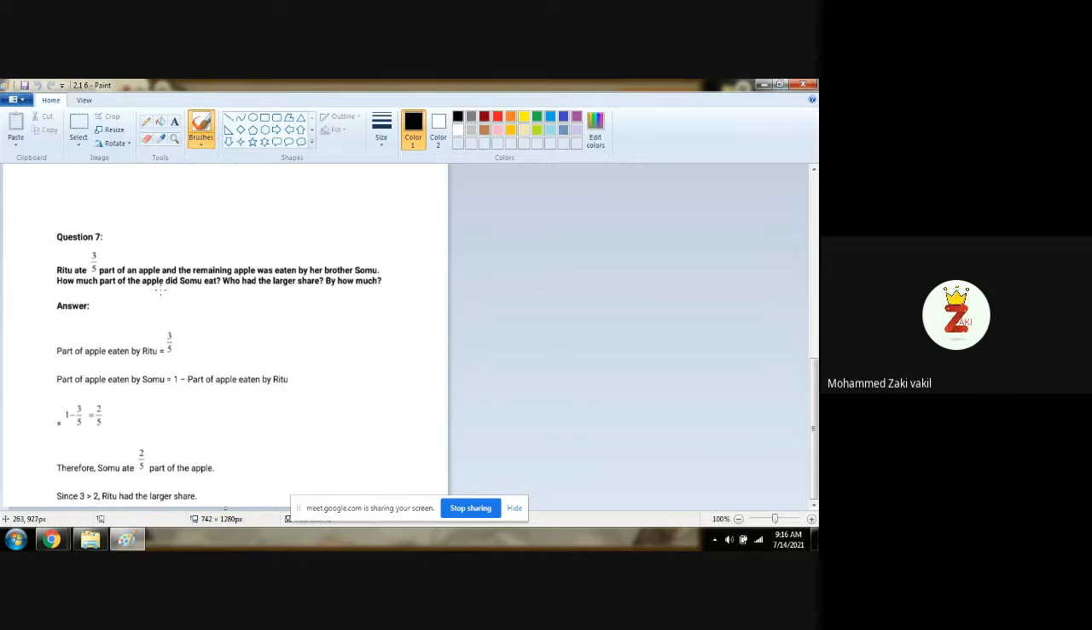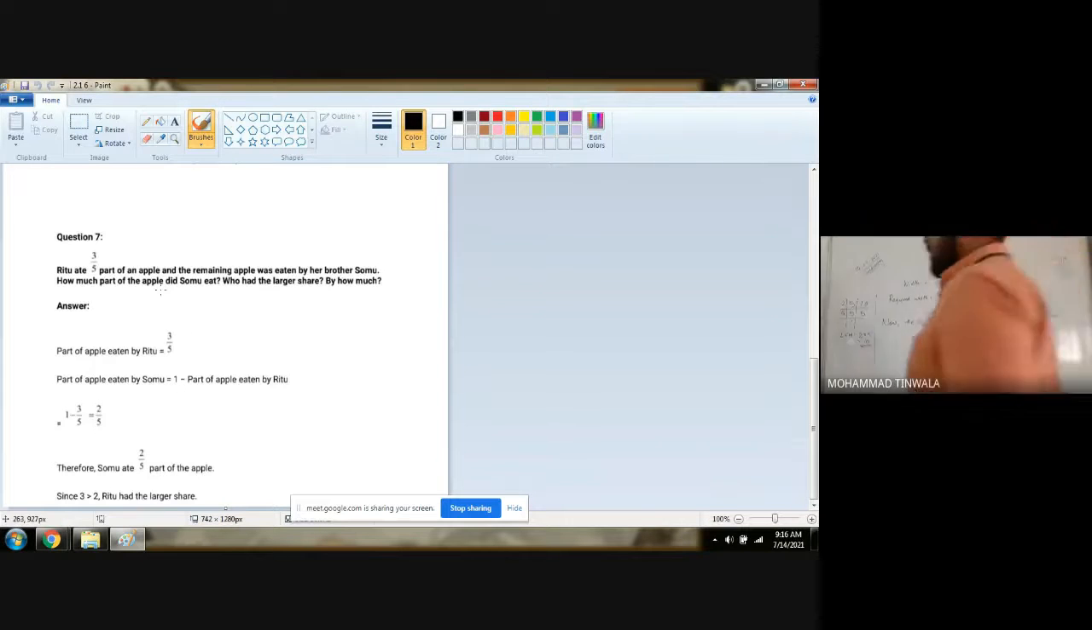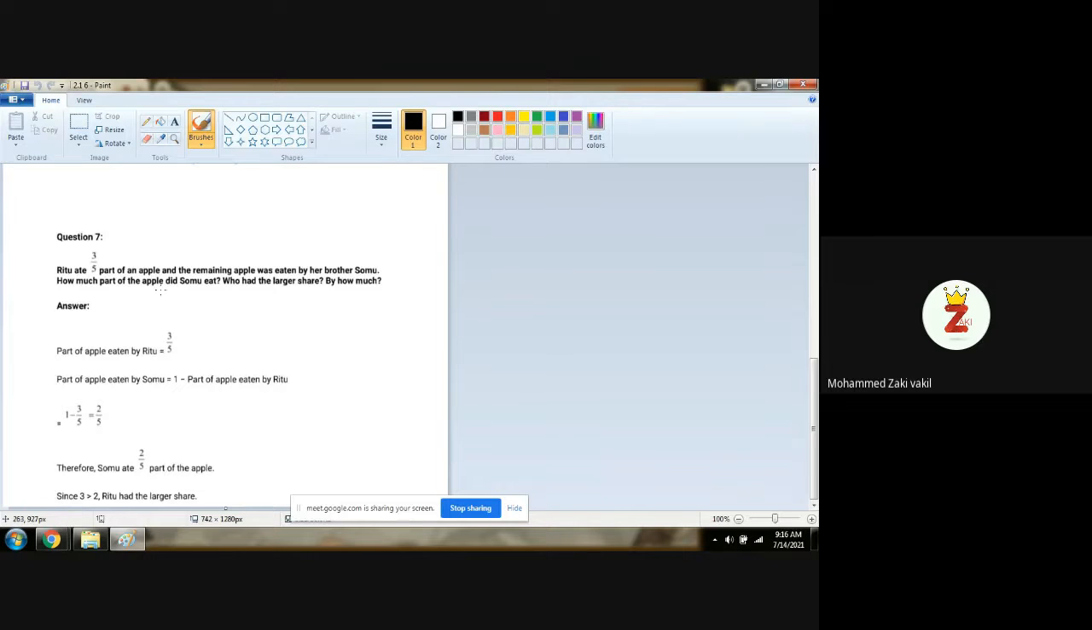Share by how much? Sir, Ritu ate 3/5, so the total is 5/5. So we have to find out Somu's part. So we have to subtract 5/5 minus 3/5. So we will get Somu's part.